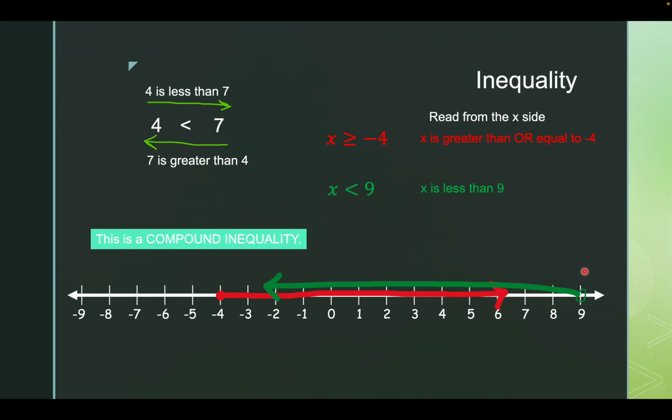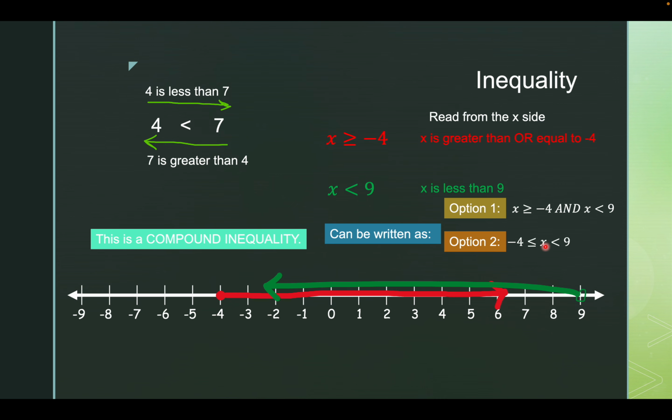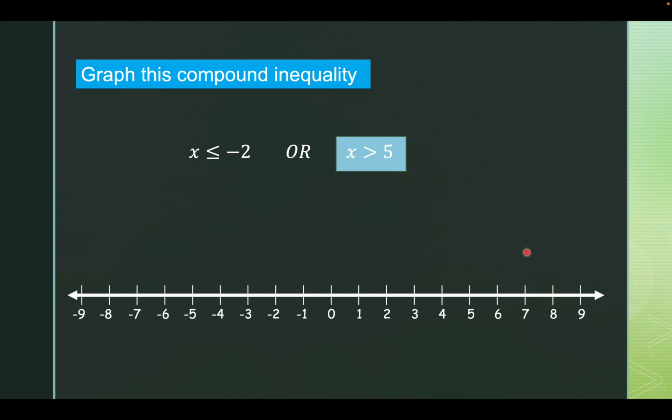This is what we call a compound inequality, and you can write it as two separate inequalities with the word and in the middle, or you could put x in the middle, and it's sandwiched between -4 and 9. You just have to keep each symbol facing the same direction as x, so the only one that kind of gets flipped around is this one, where if we read it from the x out, it says x is greater than or equal to -4.